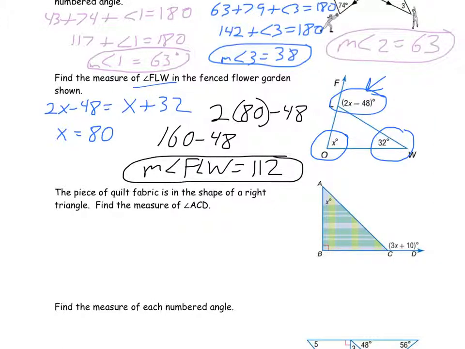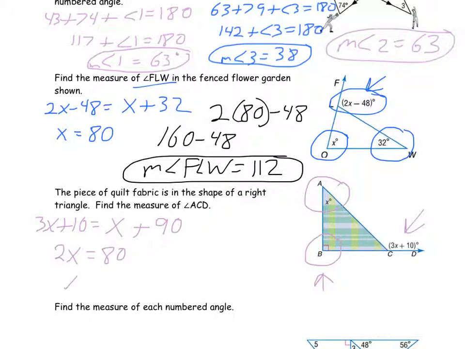On the next example, same situation. We've got an exterior angle equaling the sum of the two remote interior angles. So 3x plus 10 is equal to x plus, we don't have an angle measure, but it's a right angle, which means it's 90 degrees. Subtract x from both sides, subtract 10 from both sides, and we get 2x equals 80. So x equals 40.